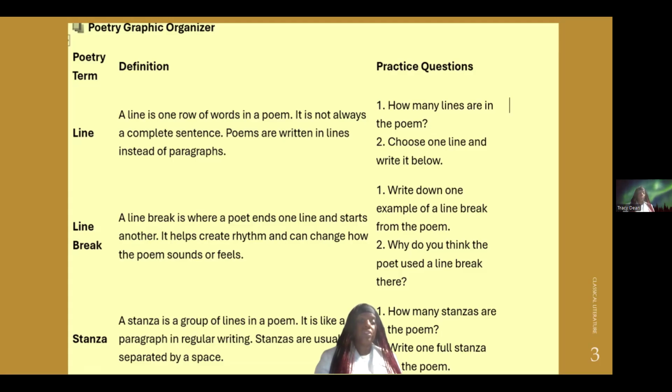Then we're also going to talk about a stanza. What is a stanza? It's a group of lines in a poem. How many stanzas are in the poem? Why do you think they have stanzas? Write one full stanza. Also, as we talk about verse, we're going to write about the free verse. Even if you don't see the question here, you will do that in class. Again, write about the free verse. What makes up a free verse? Okay.